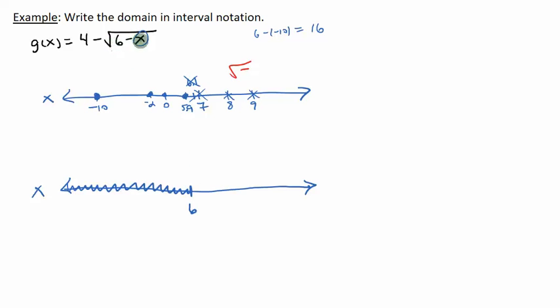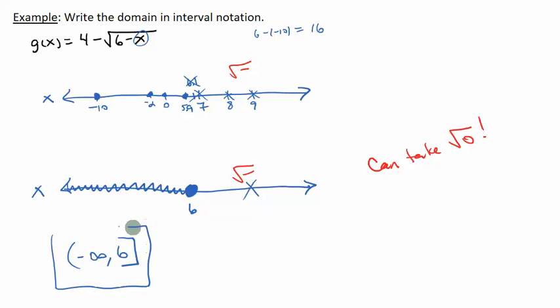If I plug in 6 for x, 6 minus 6 is 0, and I can take the square root of 0. Everybody forgets that. That means 6 will be included in my domain. It's going to be shaded. But as soon as I surpass 6 and look at 6.01, 6 minus 6.01 is negative. And in fact, any number over here for x will make a negative under the square root. So none of those numbers are in my domain. So my domain is negative infinity up to 6, including 6, so I use a bracket. So that's my interval notation for this domain.